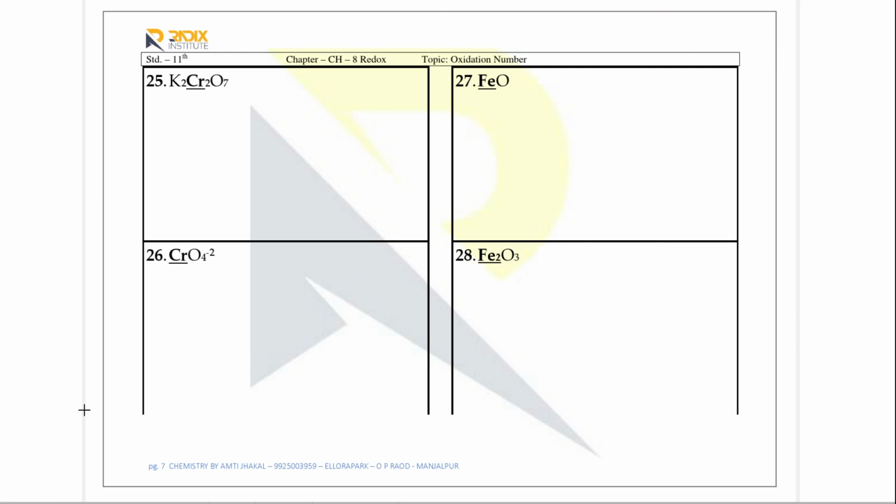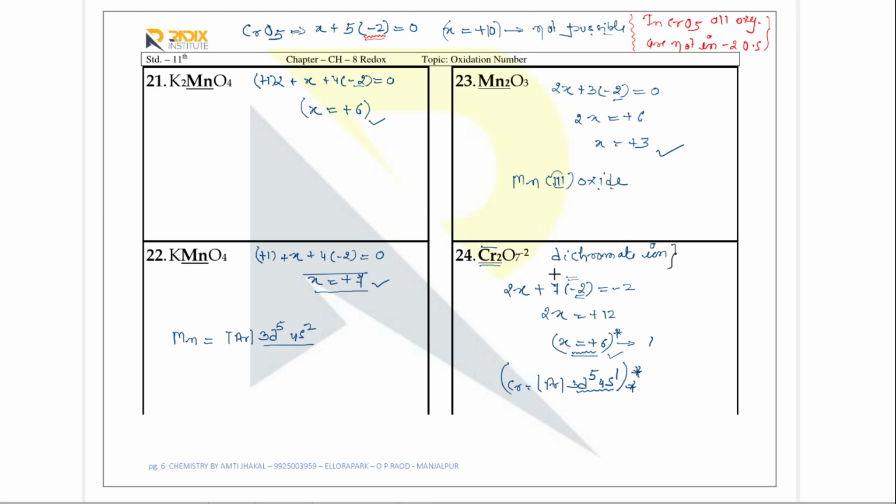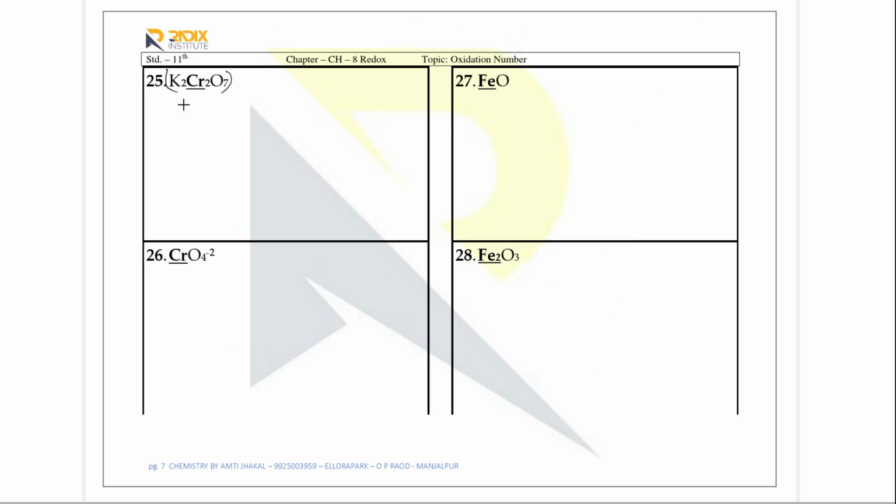Now potassium dichromate K2Cr2O7, Cr2O7 2- is called dichromate. When potassium is attached with the dichromate ion, we call it potassium dichromate. So potassium +1 into X. There are 2 chromium, 2X. Oxygen oxidation state we considered to be -2, and the sum of oxidation numbers for a compound is 0. So 2X is equal to +12. So X is equal to +6.